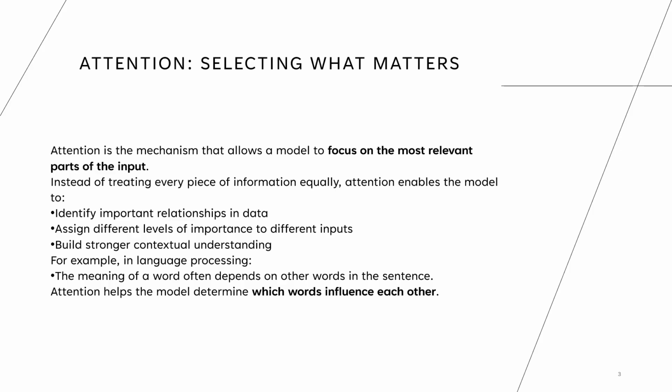In other words, the model learns which pieces of information should influence each other. This ability to dynamically prioritize context is what allows transformer models to build a much deeper understanding of complex data. And it is one of the key innovations that made modern, large-scale AI systems possible.